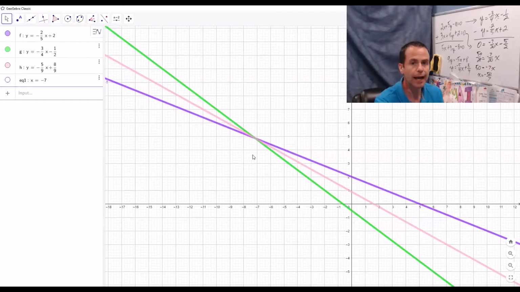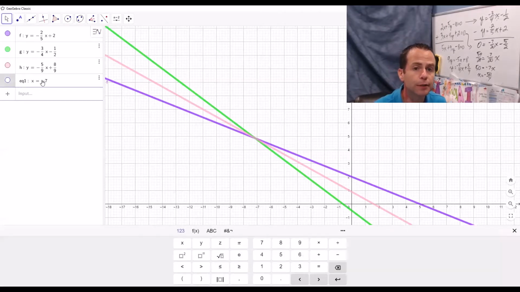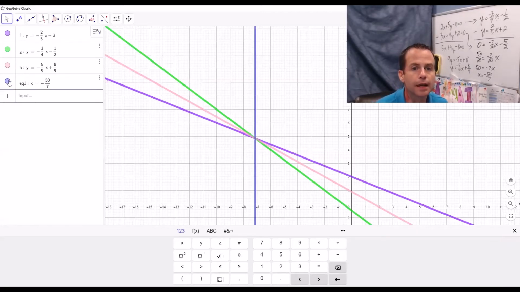Now watch what happens when I graph negative 50 over 7. Okay, so negative 50 over 7. And take a look at that. Do you see, again, that follows the same intersection. So now a couple of things have happened here, and I'm trying not to get too excited because I want to make sure you understand what's happening.